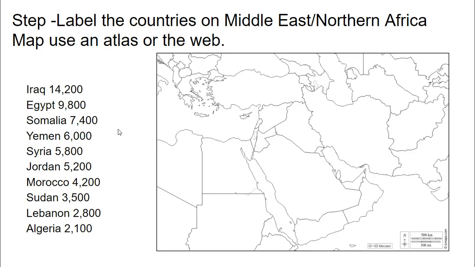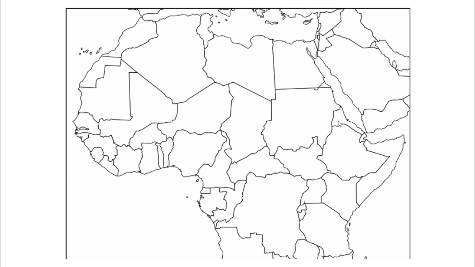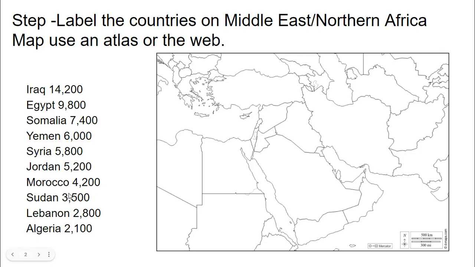So there are atlases. You can also go out and look up a map of this and then label those countries on both of those maps. Okay. So the Middle East map is here, and then you have a sheet that looks like this. And then you also will get a sheet that looks like it's all of Africa, but we're focusing on just the northern part of Africa. So that's step one. Questions about step one about the labeling?